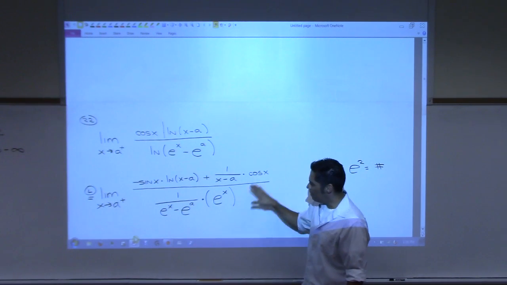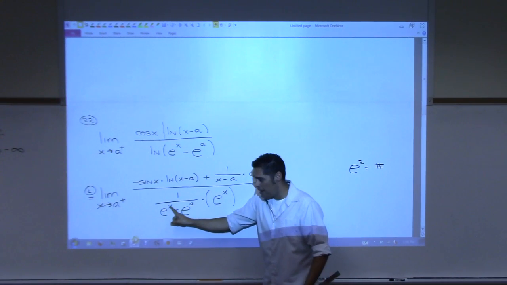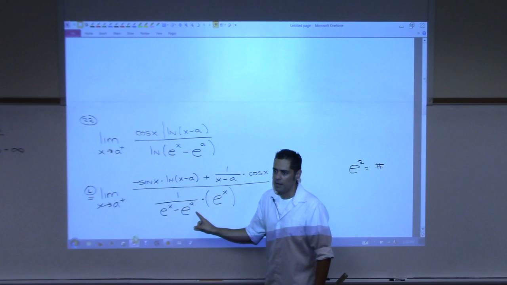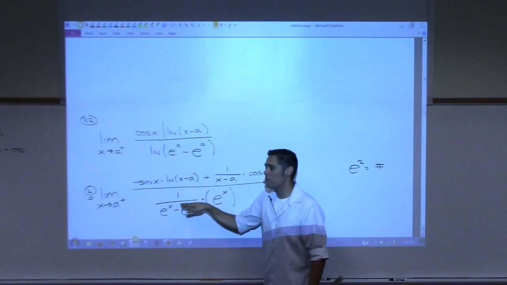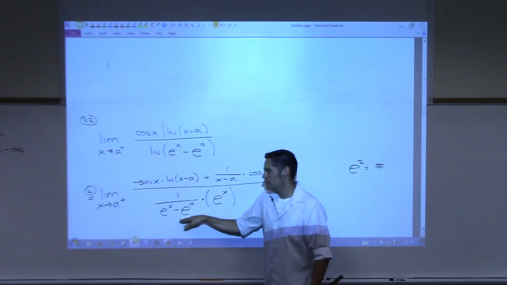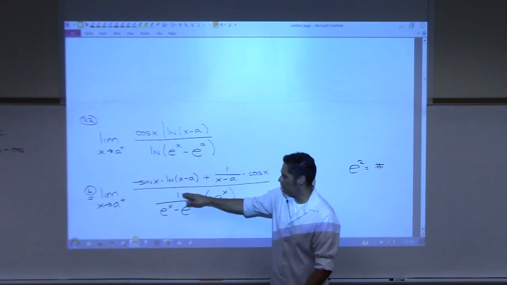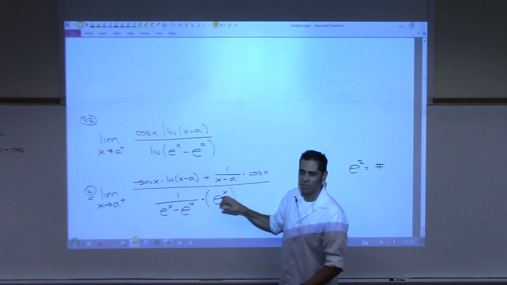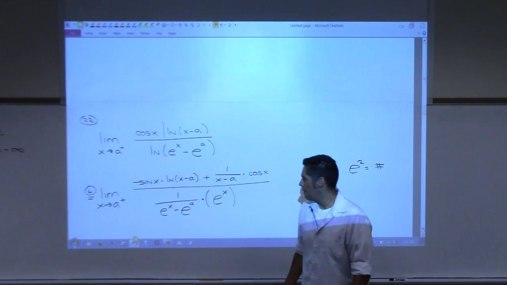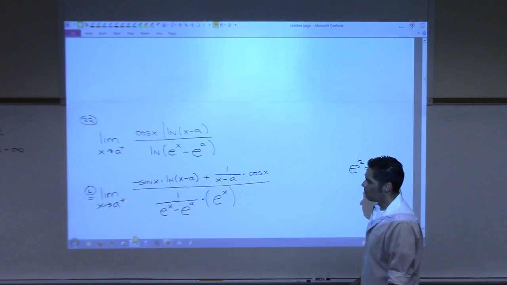And then down here, what is e to the a minus e to the a? 0. Fixed over 0. One of the three things that could happen again, right? Fixed over 0 times e to the a, which is just a number. Yes. What is the derivative of e to the x on the bottom? Because it's the second part.